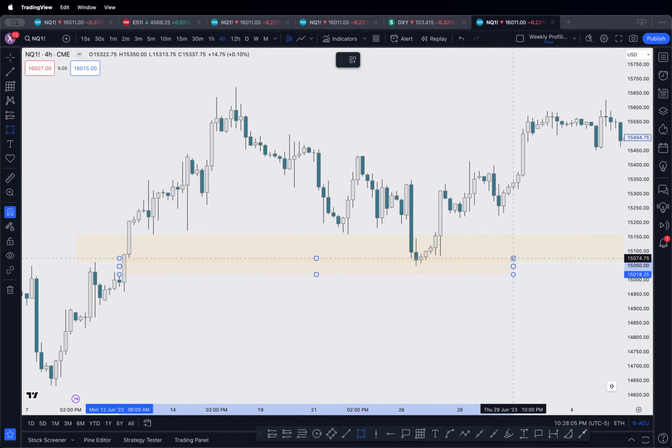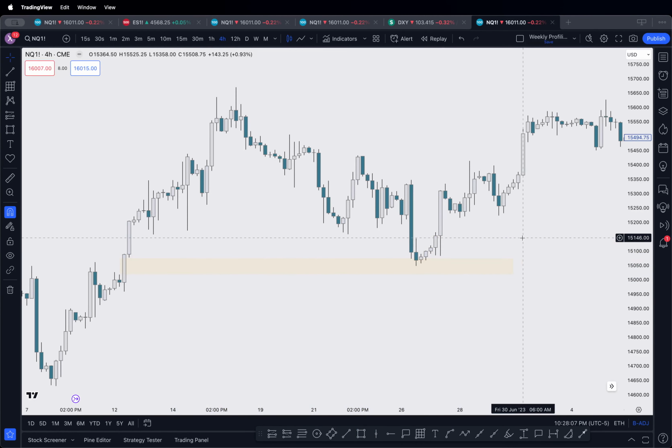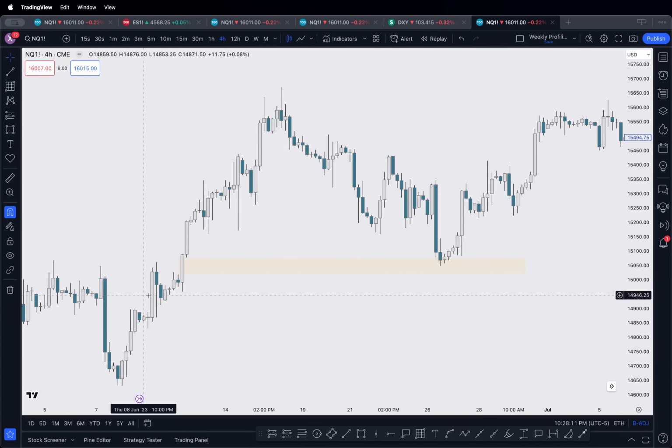It's not just that daily PD array. It's actually this 4-hour fair value gap. You see that? Yes. It's not this one. It's this lower one. Why? What exists in this fair value gap? Well, there's this breaker right here. Do you see this rejection block? These 3 wicks. 1, 2, 3. Okay.